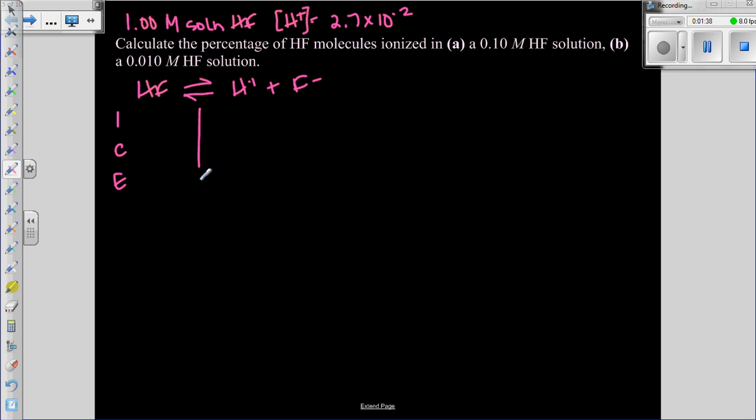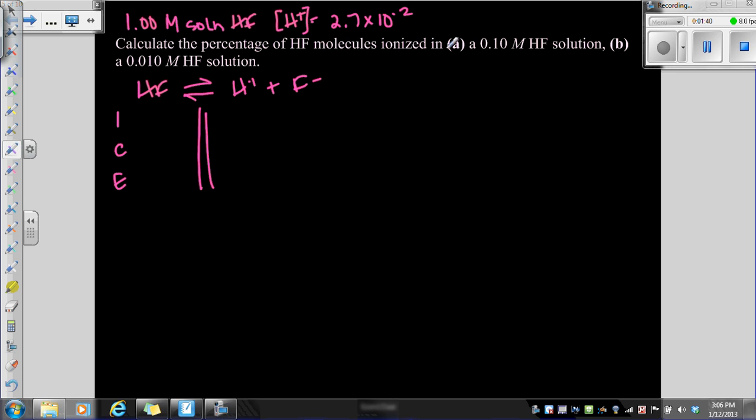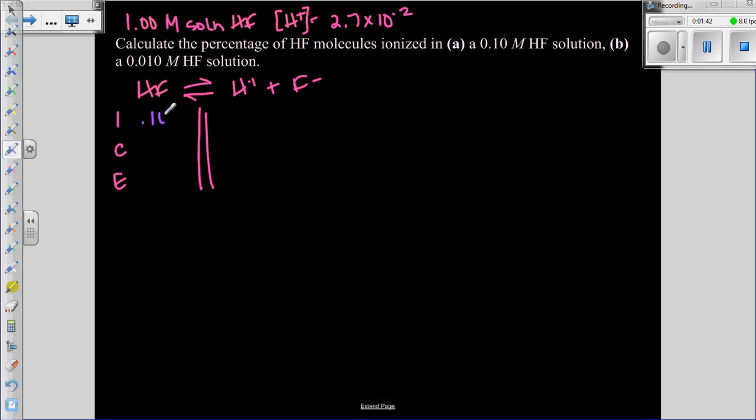Initial, change, equilibrium. I want to put in my 0.10. Both of these are 0. Because I don't have equilibrium concentrations, I don't know how these are going to change, so I'm going to use X. Hydrogen fluoride goes down by X. Hydrogen ion and fluoride ion go up by X. 0.1 minus X, X, and X.